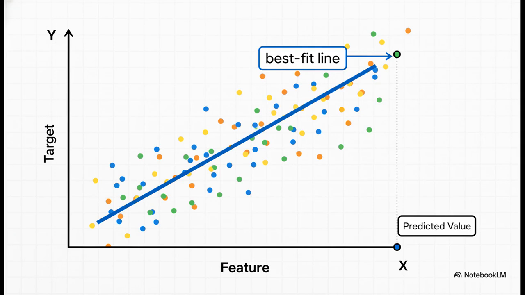And the simplest version of this by far is linear regression. Just picture it. You plot all of your data points on a graph. The job of linear regression is to find the one single straight line that best cuts through all that data, capturing the main trend. That best fit line is your model. From now on, for any new piece of data, its prediction is just where it lands on that line.